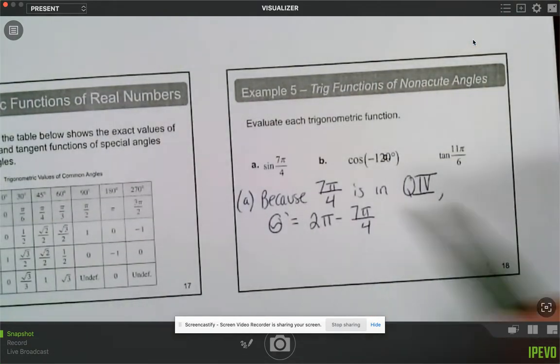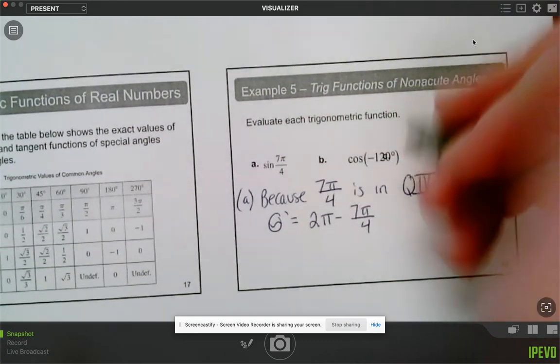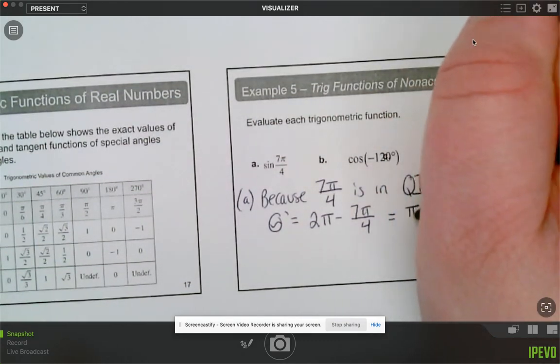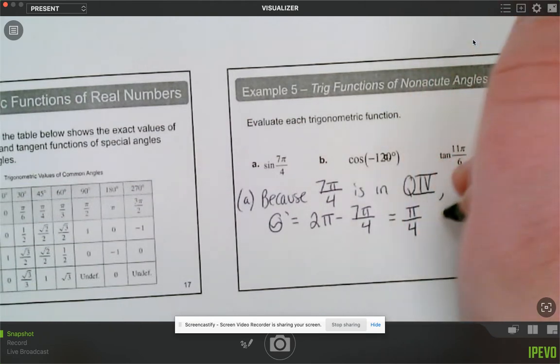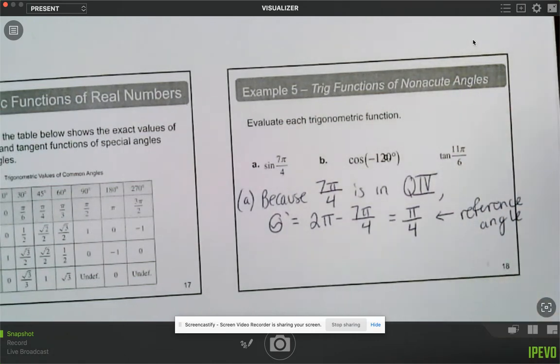Okay, I am not going to show finding a common denominator and all of that. At this point, you should be able to do that. And when you subtract, you get pi over 4. Okay, pi over 4 is your reference angle. What that means is whatever the sign is of pi over 4, we're going to use that value for 7 pi over 4. We just need to make sure we have the right positive or negative value on it.